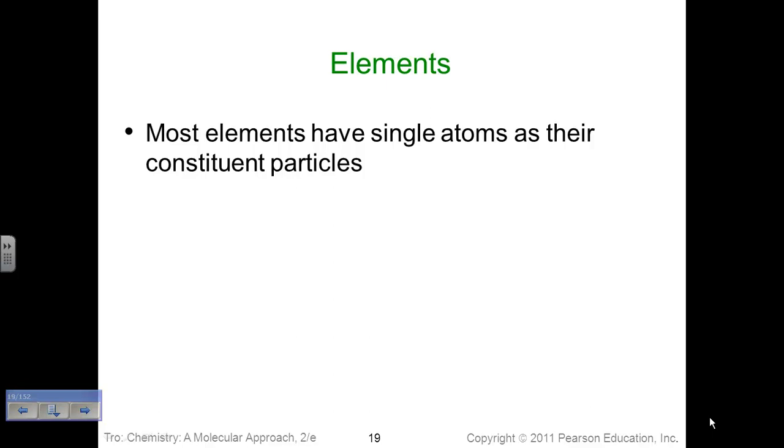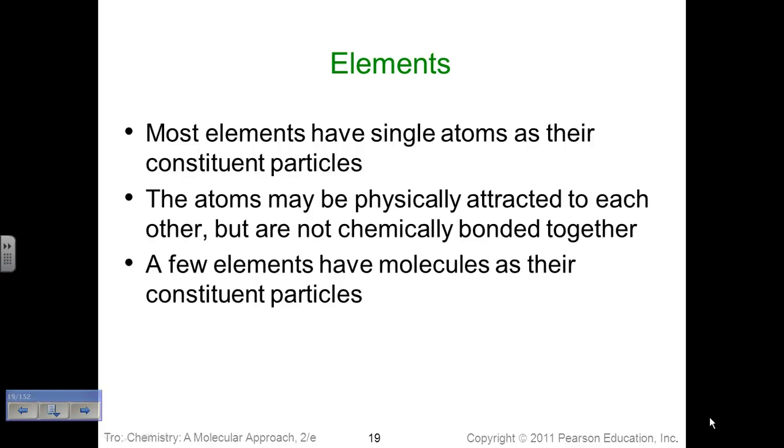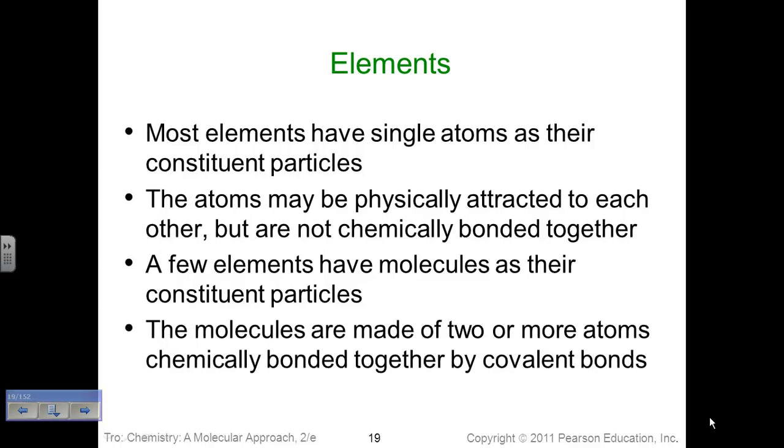Now elements, most are in single atom form. Most elements have their single atoms being their constituent particles. So the vast majority of elements on our periodic table are found as single atoms. The atoms may be physically attracted to each other, but they're not chemically bonded, and those attractions may be due to intermolecular forces that are coming up later in our chapter as well. But a few elements have molecules as their constituent particles. So elements are like atoms that might be bonded together, giving us a molecular form of the element.